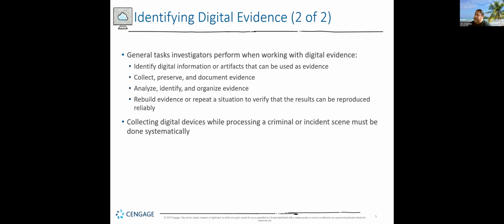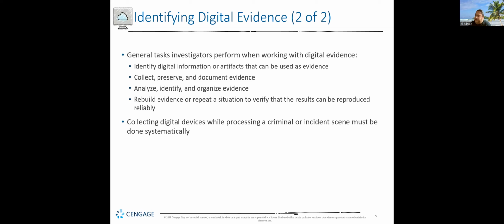So slide 2 of 2 of identifying digital evidence. General tasks investigators perform when working with digital evidence: identify digital information or artifacts that can be used as evidence. You ID it, collect it, preserve it, and document the evidence. Back in the lab, you analyze it, identify it, and organize the evidence. So you categorize everything. This is media, this is relevant, this isn't relevant, this is somewhat relevant, et cetera. You would ID what everything is too. You would tag it. That's part of it.